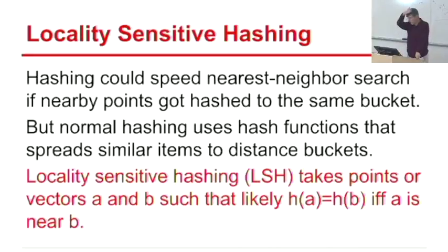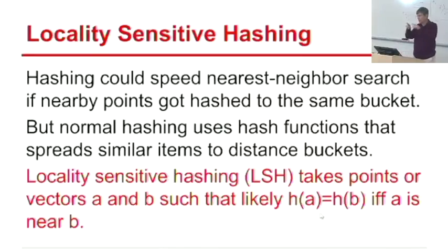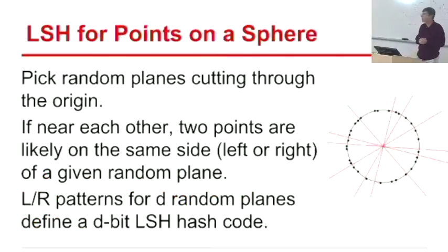Let me show you a little bit how it works. Again, the goal would be that we would like to take either points or vectors. I'm actually going to talk more about vectors now. But basically, the hash codes of two vectors are likely to be equal to each other if the 2 points are near each other. The closer they are, the more likely they are to stay in the same bucket. Okay? Any questions? How can we build such a thing?